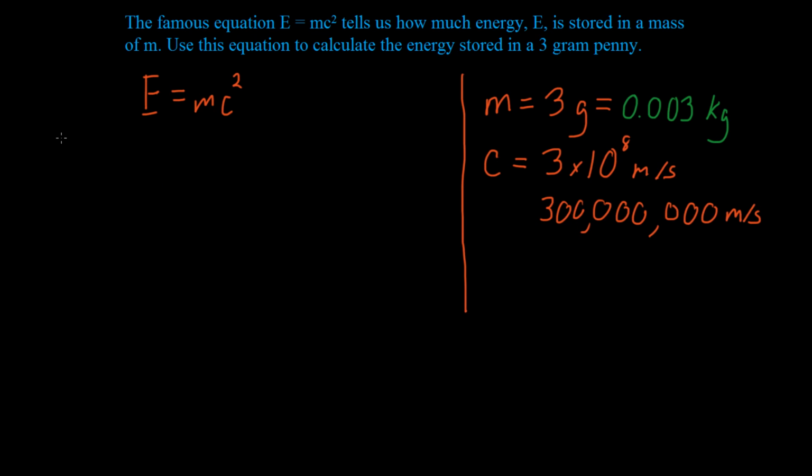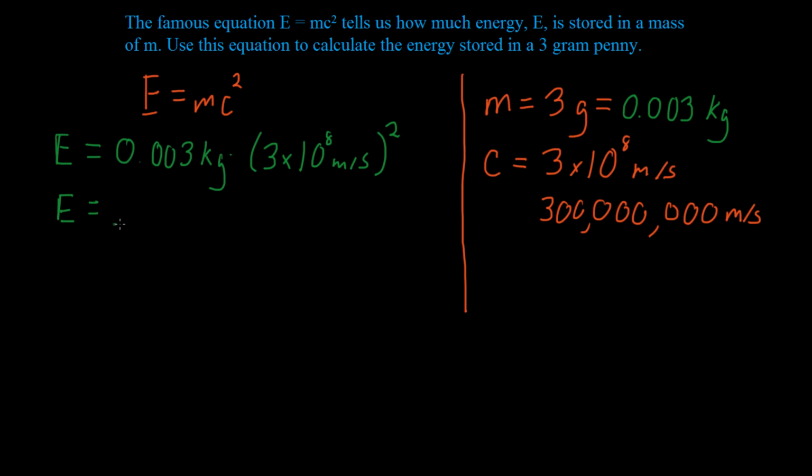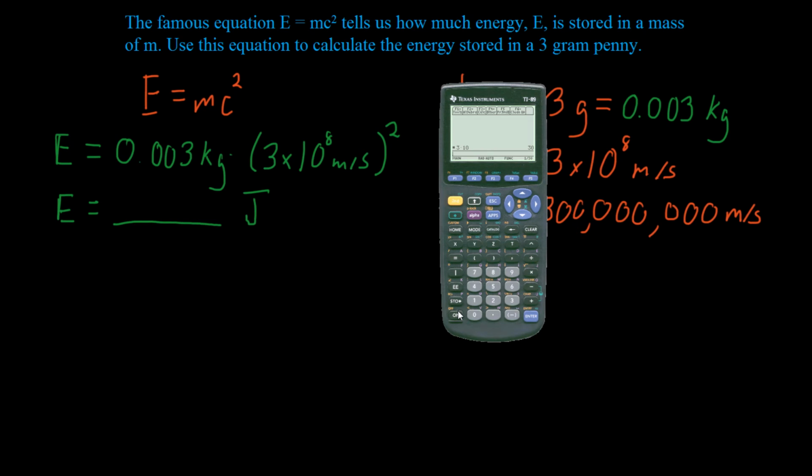To finish the problem, we just have to plug our knowns into our formula. So we have 0.003 kilograms. We multiply that by the speed of light, and we raise that to the second power. Now from this, whatever answer we have, we know that the units will be in joules. We can use our calculator to solve for the energy.